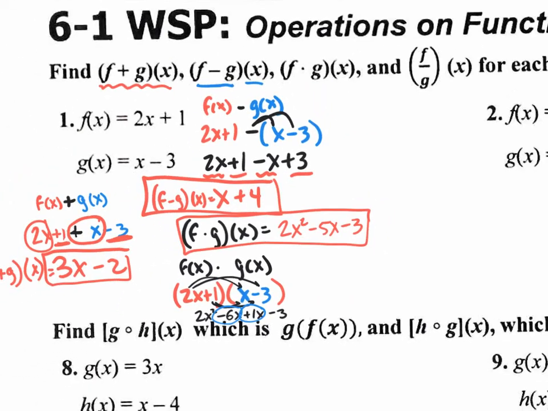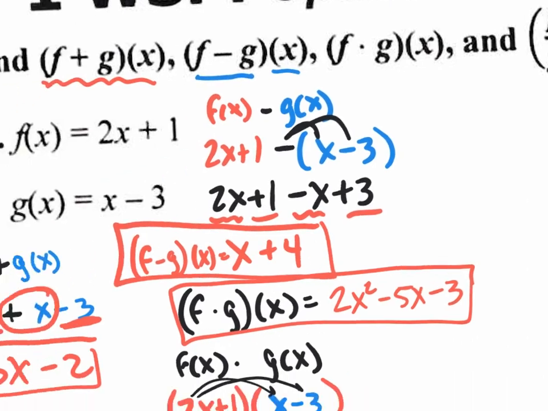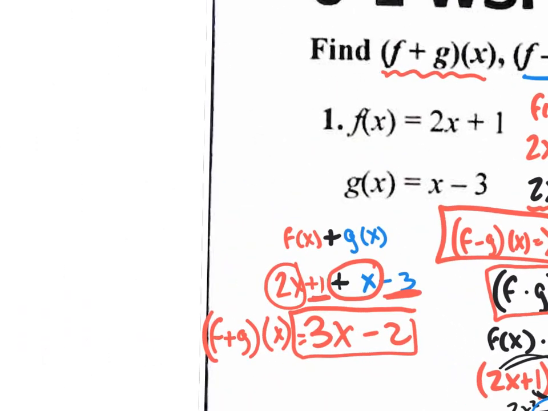And last but not least, we need to divide the f by the g. So I want to do this over here. You guys probably ran out of space already. Do it in your notebook if you need to. We're going to do the f of x divided by the g of x. So the f of x is 2x plus 1, and the g of x is x minus 3.